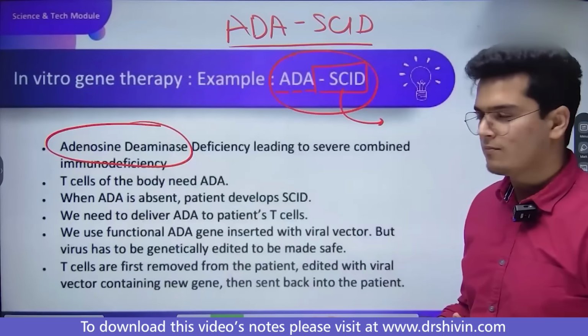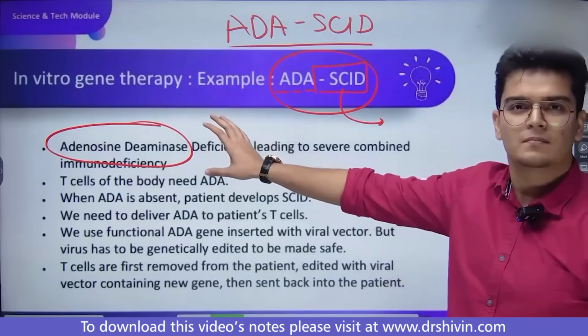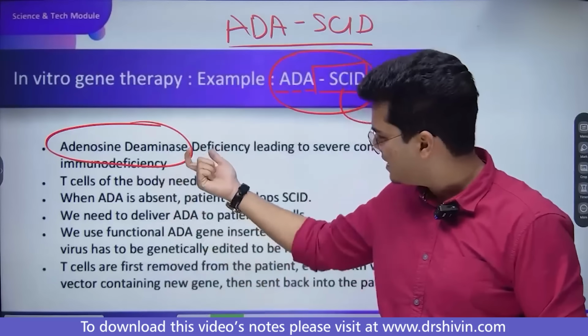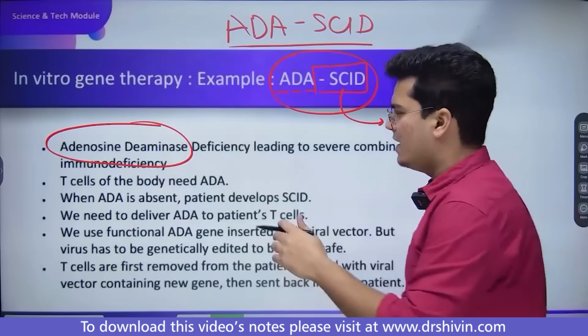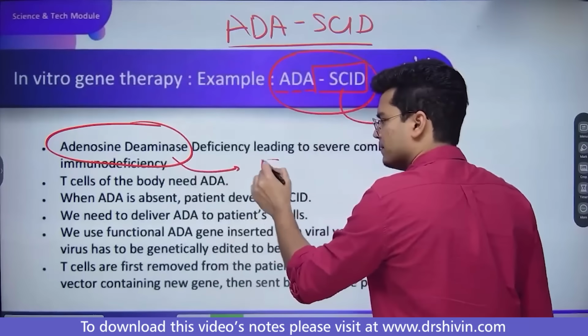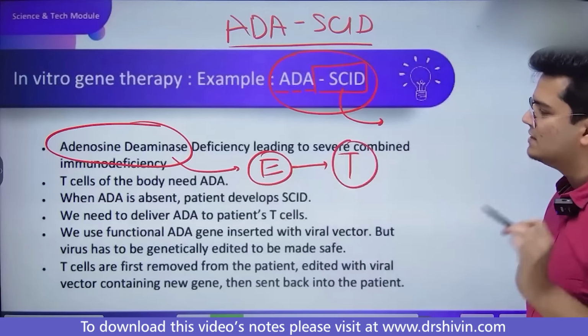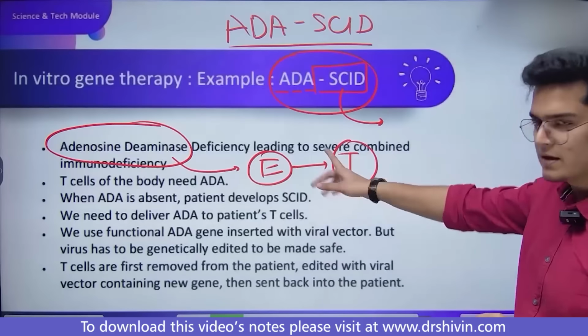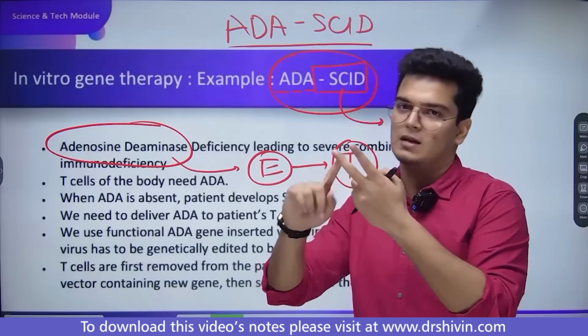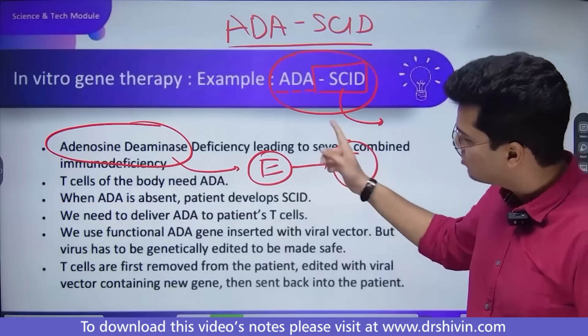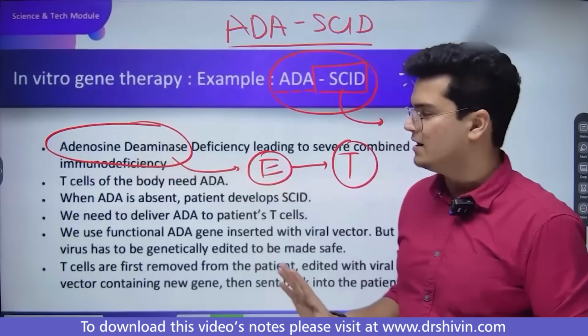What it does is not important, but it is an enzyme. Adenosine deaminase, the name ends in "ase", so mostly they are enzymes. Adenosine deaminase is an enzyme. This is responsible for the normal functioning of T cells. What do T cells do? One is helper function and the other is cell mediated immunity. For the normal functioning of T cells, we need adenosine deaminase.